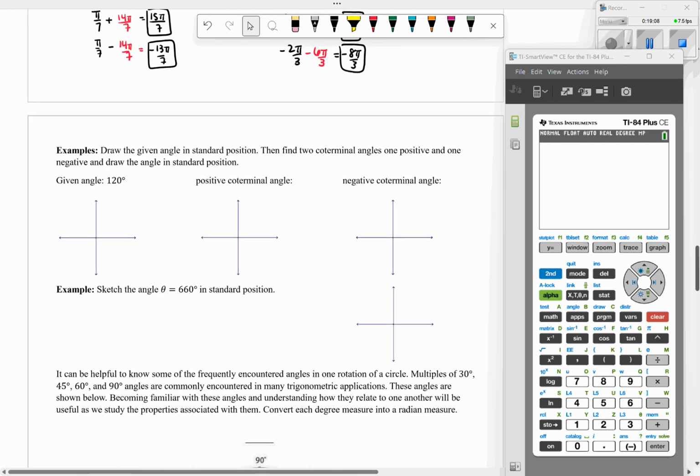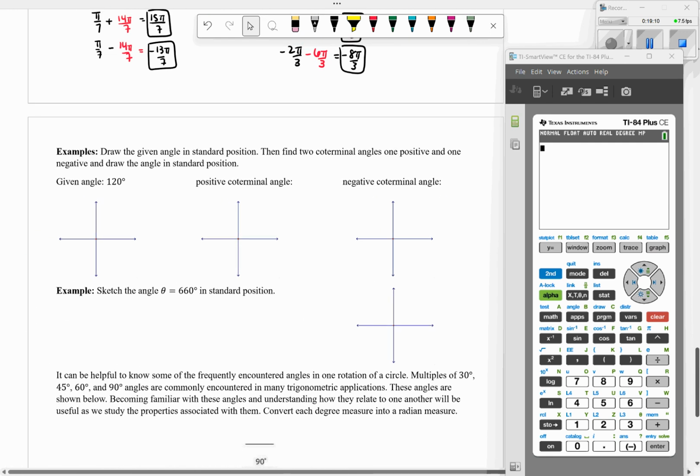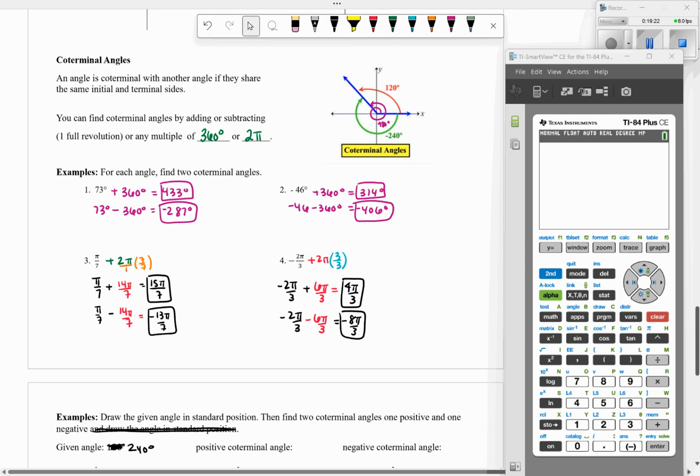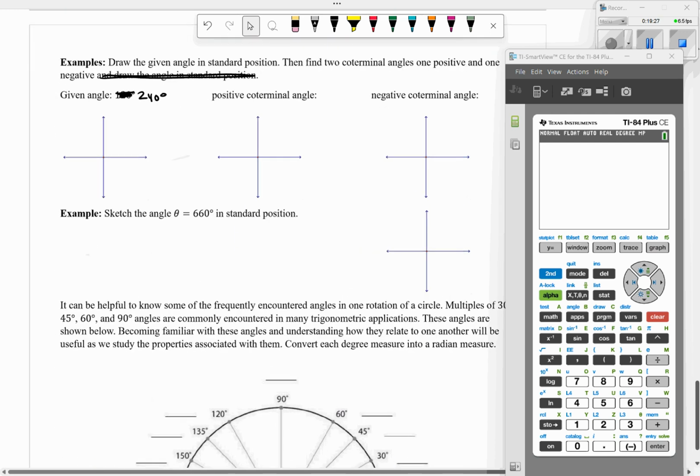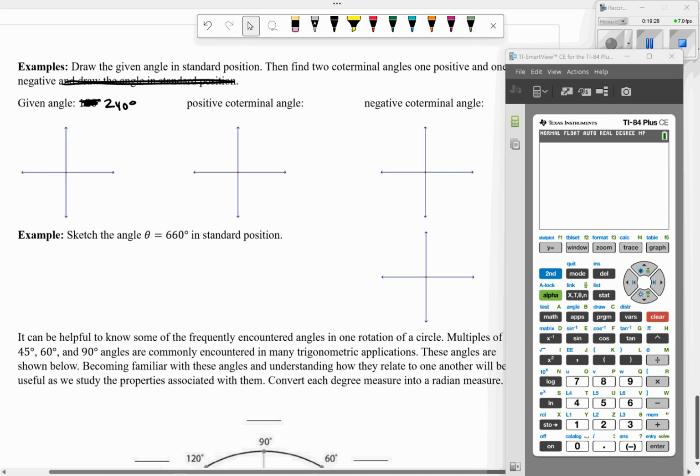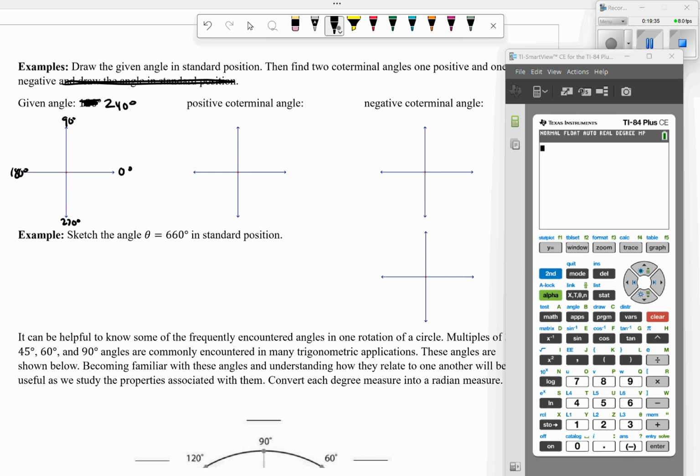Next says, draw the given angle in standard position, find 2 coterminal angles, one positive and one negative, and that's just repeating what we just said. And then instead of doing 120 degrees, let's do 240 degrees because that picture above showed 120 degrees, so we're going to do 240. So again, if you don't remember where 240 is, you can draw 0 degrees, 90 degrees, 180 degrees, 270 degrees. So we know 240 is going to be in quadrant 3.